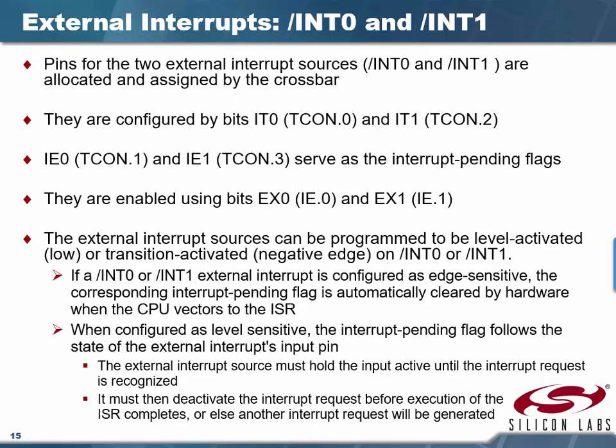External interrupts. These are enabled by the crossbar. We have not talked about the crossbar, but we would have to enable those through the crossbar, and we're going to do that in a lab later. We have to tell the crossbar that these pins on the chip are now assigned to interrupt 0 and interrupt 1.